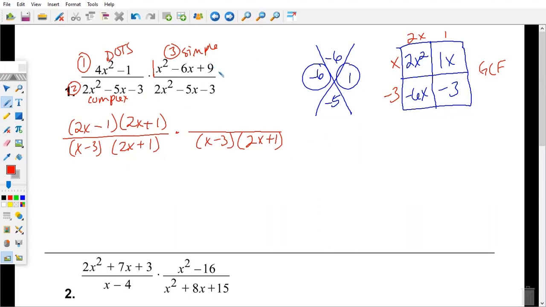All right, simple is my favorite. What multiplies to give me 9, but adds to give me negative 6? Negative 3. Oh, wait. Negative 3 and negative 3. Negative 3 plus negative 3 is negative 6. A negative times a negative makes a positive. All right. What's left?